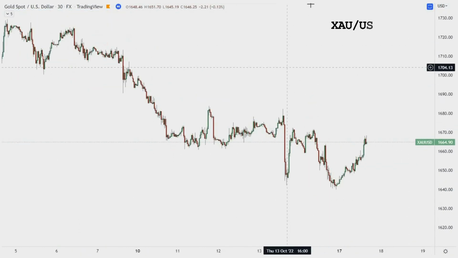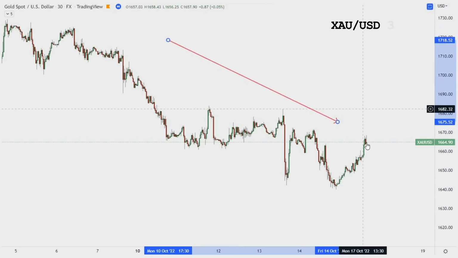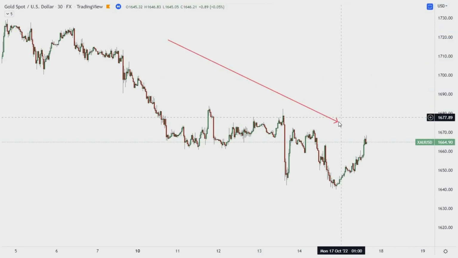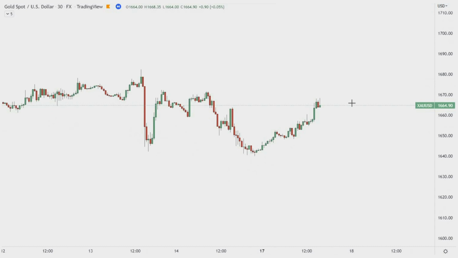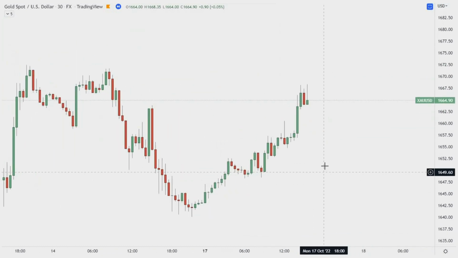It's gold, 30-minute time frame. First of all, we need to see the trend direction before considering any trade. On the current time frame, we see clearly a downtrend. Then we zoom in again and mark the supply zone on the left.